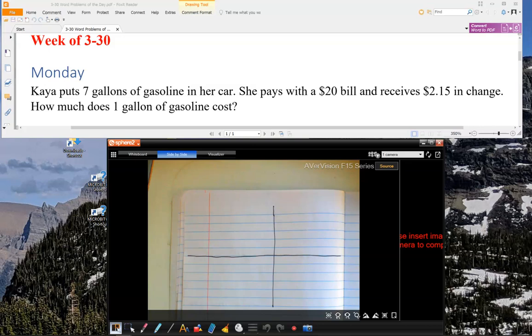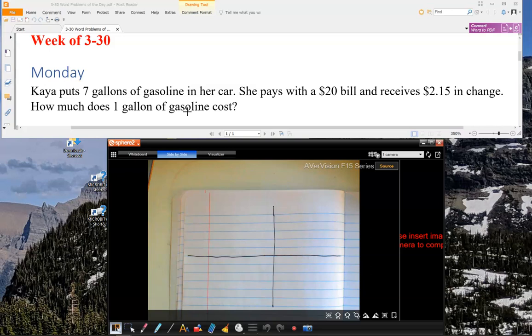First, what I always like to do is read the word problem of the day. So I'm going to go ahead and read it right now. Kaya puts 7 gallons of gasoline in her car. She pays with a $20 bill and receives $2.15 in change. How much does 1 gallon of gasoline cost?